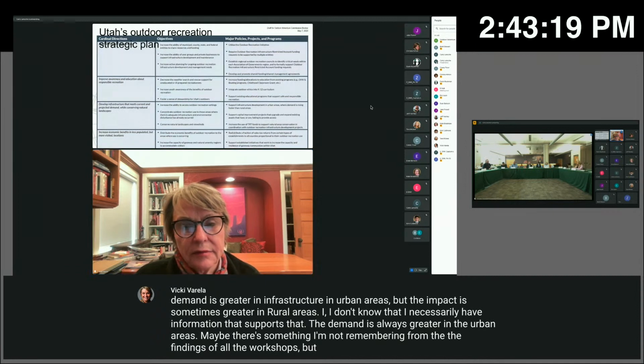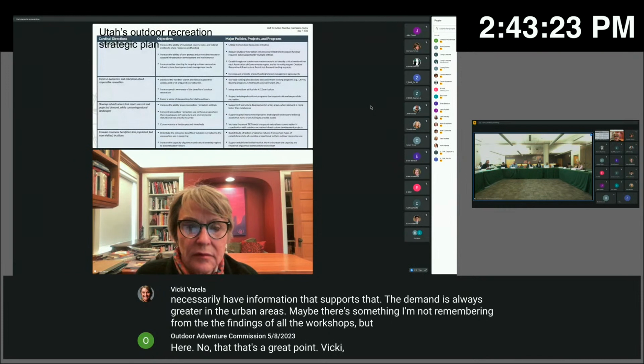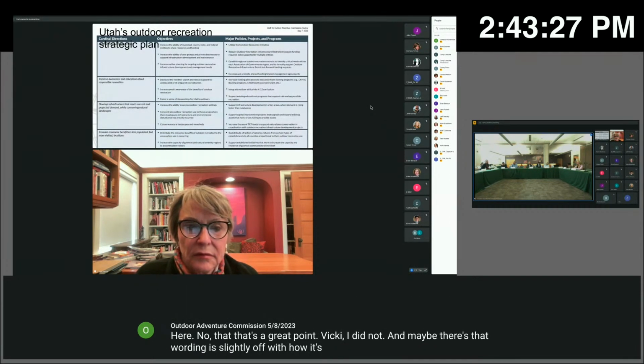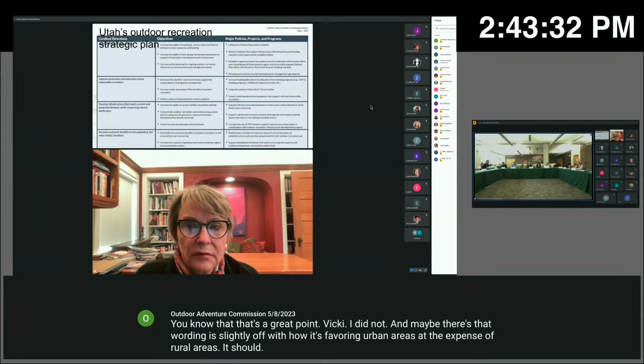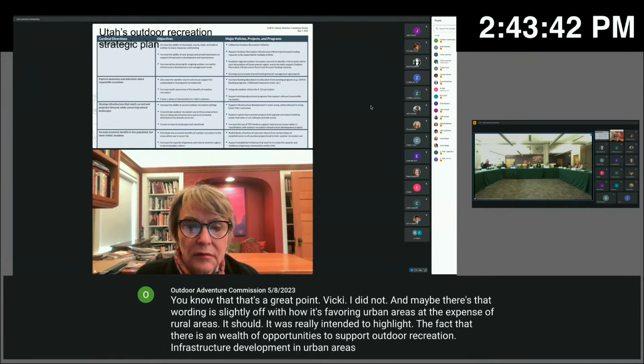No, yeah, that's a great point, Vicky. I did not, and maybe that wording is slightly off with how it's favoring urban areas at the expense of rural areas. It was really intended to highlight the fact that there is a wealth of opportunities to support outdoor recreation infrastructure development in urban areas, in addition to more wildland recreation settings.